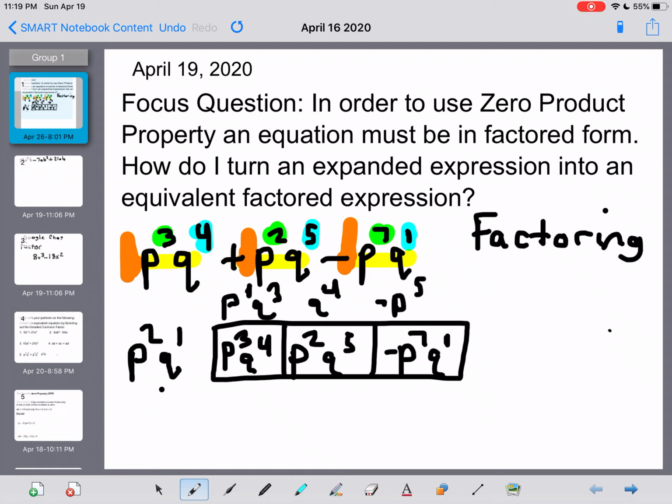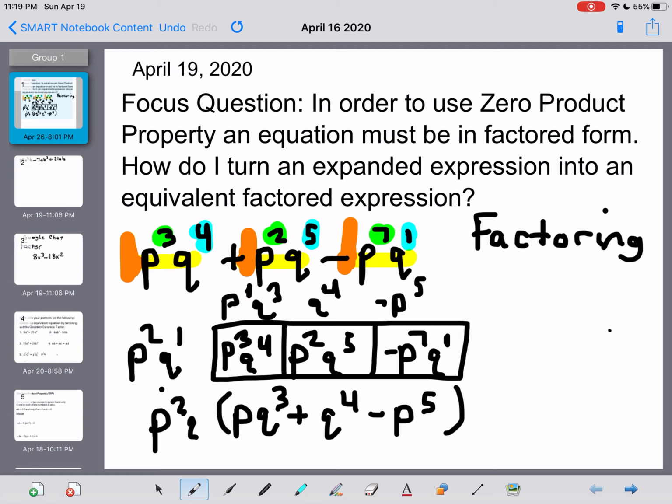So here we go. And I'll rewrite it now. I'm not going to put the first power above the variable. So p squared q times p q to the third power plus q to the fourth power minus p to the fifth power.